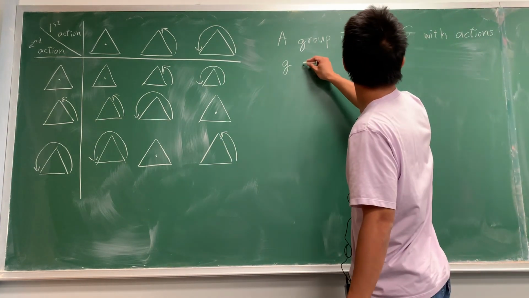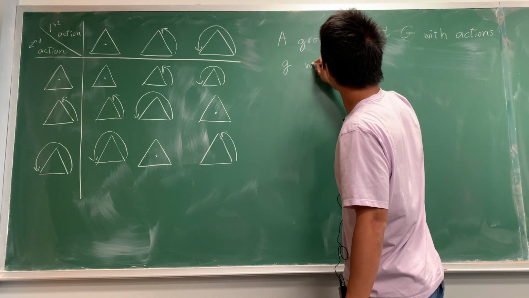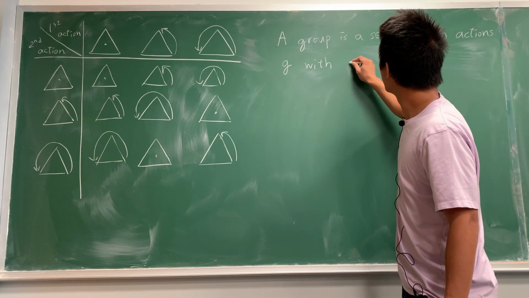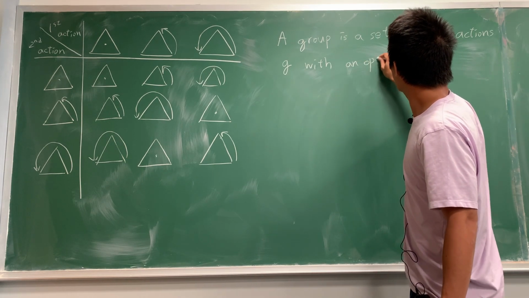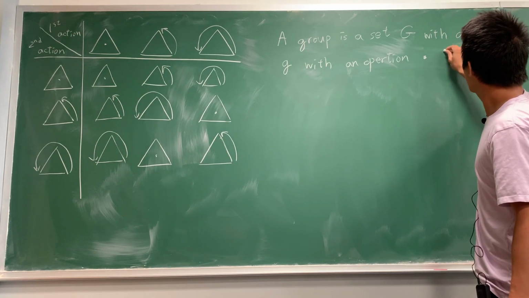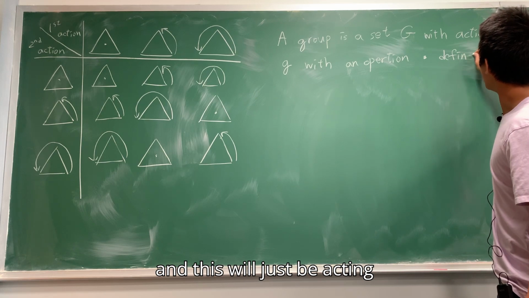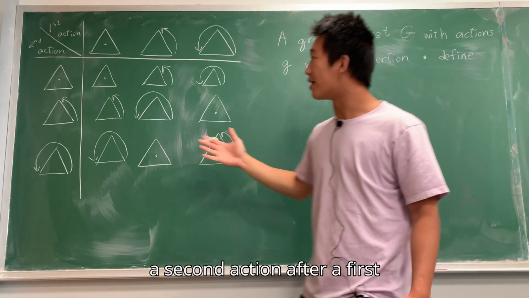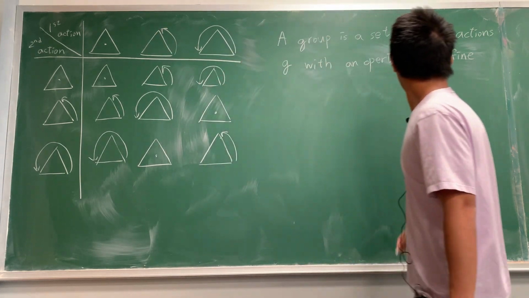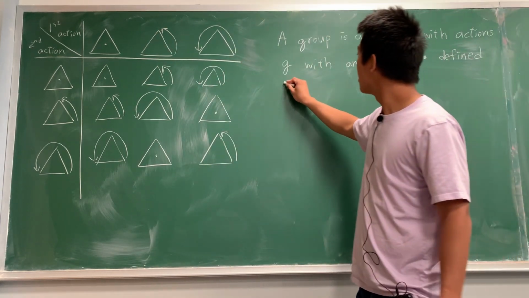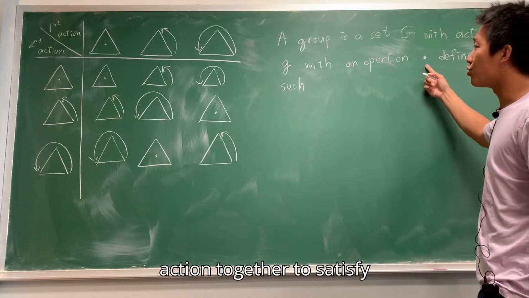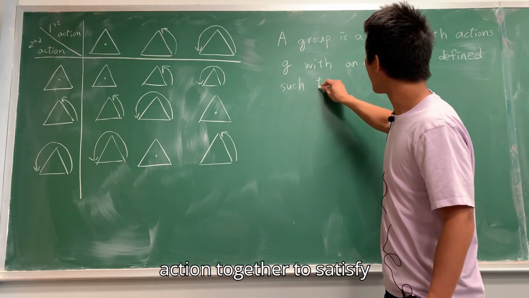And we need to define an operation. Let's call this operation dot. And this will just be acting a second action after a first action. And we want the set and this operation together to satisfy four conditions.